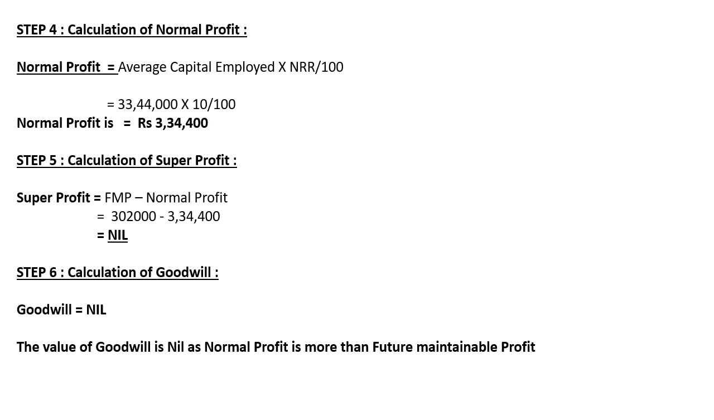Okay, so this is the solution of your problem number 7. Very easy. The only mistake students can make here is to write the profit in negative, which is not valid. So you have to write your profit as nil, so goodwill will also be nil, so your answer will be nil. Okay, so in the next lecture we'll do problem number 8.